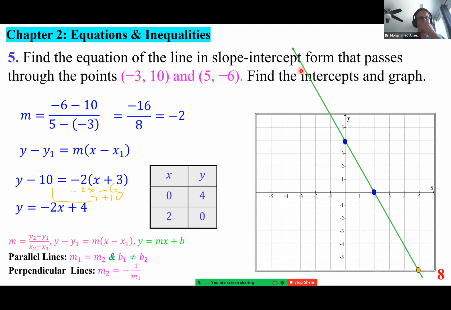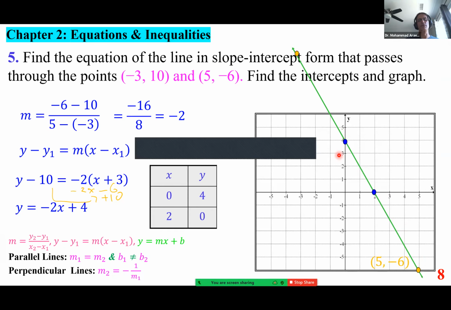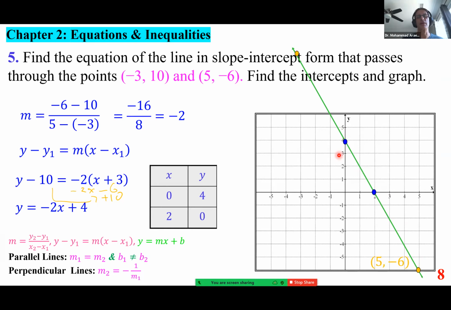Here, (-3, 10) is up there. Of course, we can always use those, but it's a better practice to go with the intercepts because it gives us a better, more precise graph.